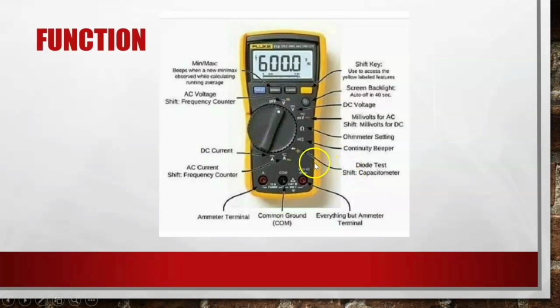These are the functions of the multimeter. The Min/Max button beeps when a new minimum or maximum is observed while calculating a running average. The Shift key is used to access the yellow labeled features. Screen backlight button. This is for the AC voltage. This is for the DC voltage. This is for AC in millivolts. This is the ohmmeter setting. This is the continuity test. This is for the diode test. This is for DC current and this is for AC current.